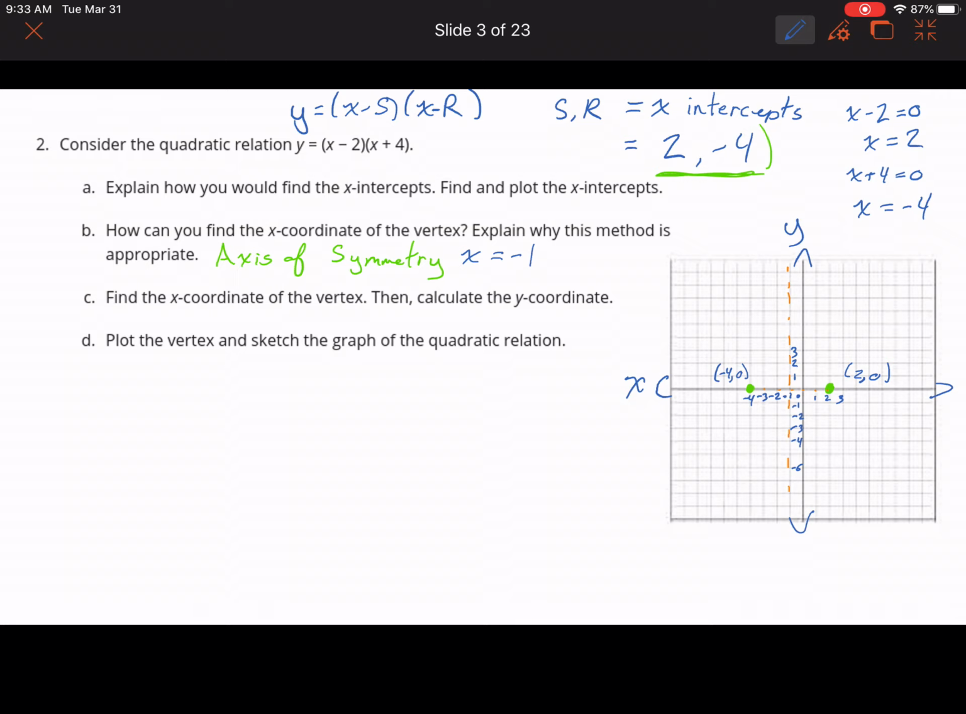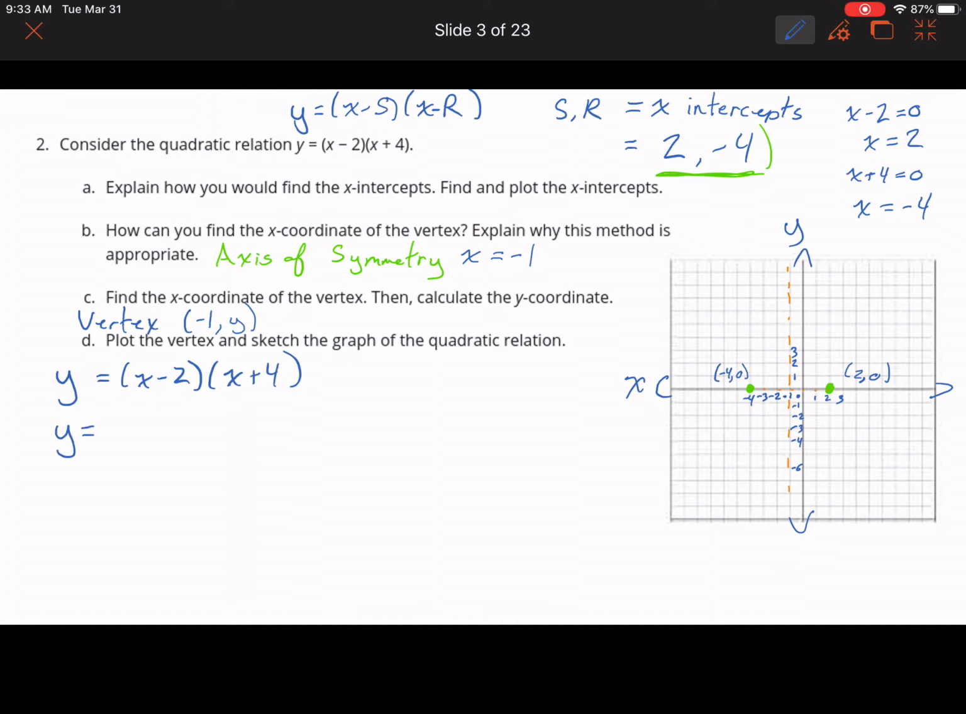Now I know that negative 1 is going to be the x-coordinate of our vertex. So I know negative 1 and y is going to be my vertex. Now I can very simply use that to find my y value. So we don't know what y is. Let's just write down our equation first.